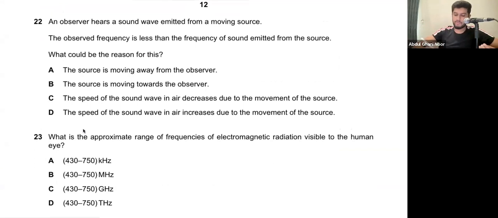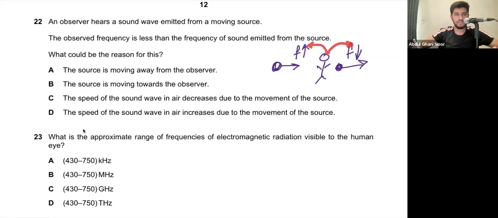So if this is the observer and this is your source, when it's moving towards, the frequency increases. When it's moving away, the frequency decreases. The observed frequency is greater than the actual frequency in one case, and less than the actual frequency in the other. So they're saying it's less. What could be the reason behind that? The source is moving away.